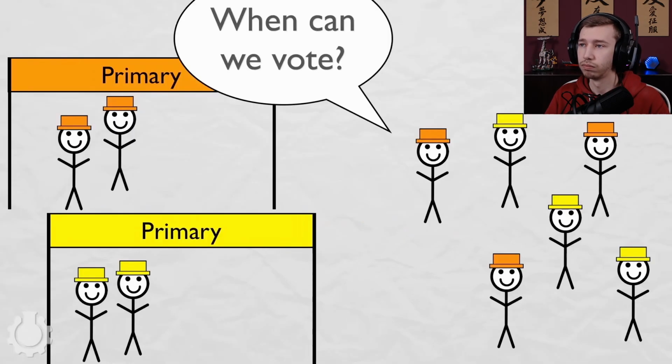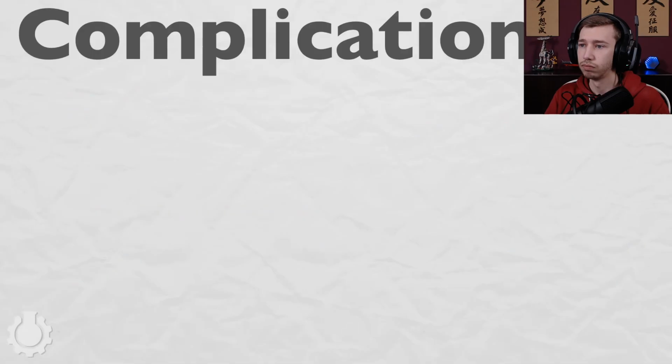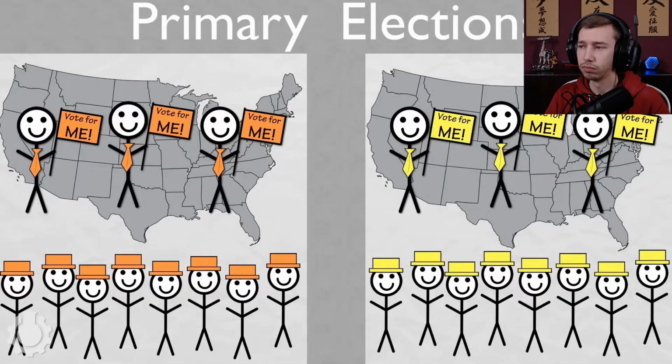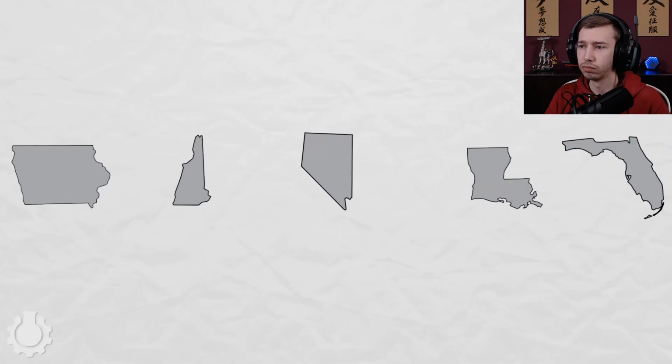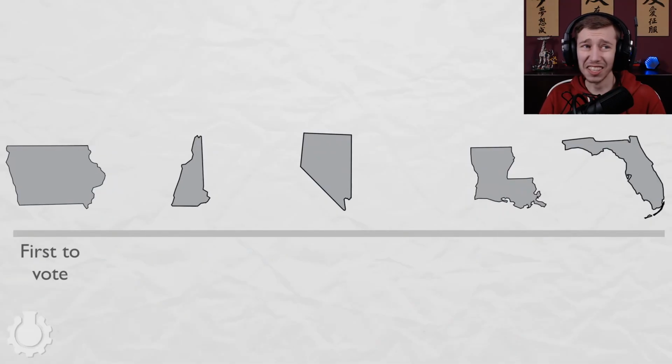When all these elections take place depends on complication number 3, who votes when. Primaries aren't conducted all at once but are spread out over a year. This leads to fights between the states about who gets to be at the head of the line and who is stuck at the back.